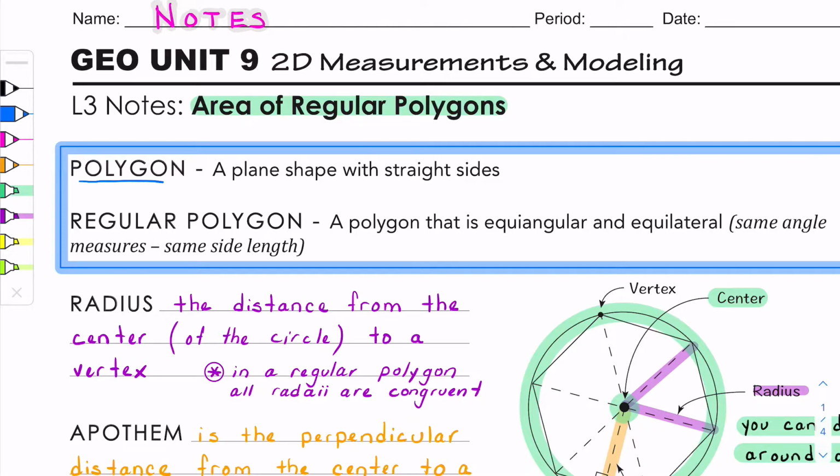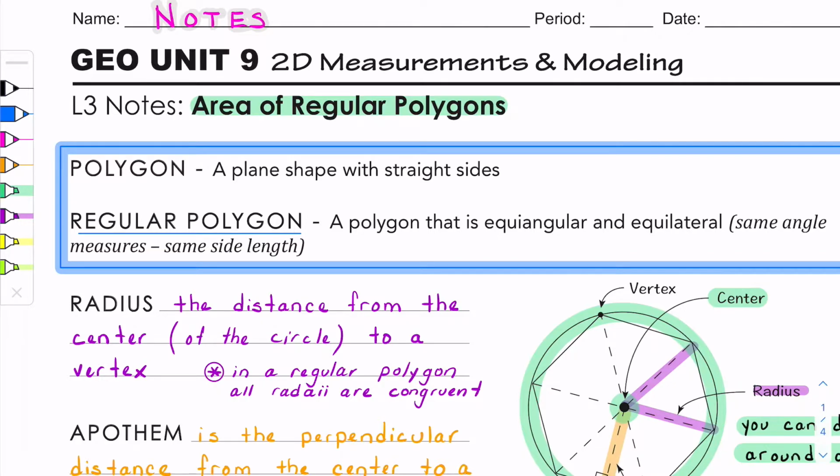So an example of a polygon could be a rectangle, a square, a rhombus, a quadrilateral, a kite. So anything that has straight sides, a hexagon, an octagon, and so on, anything with straight sides. Now, beyond that, we are specifically working with regular polygons.